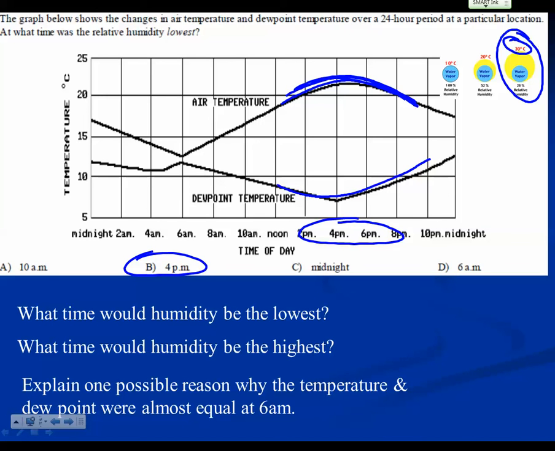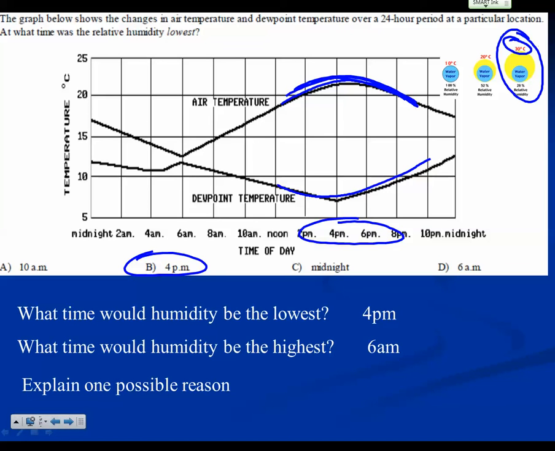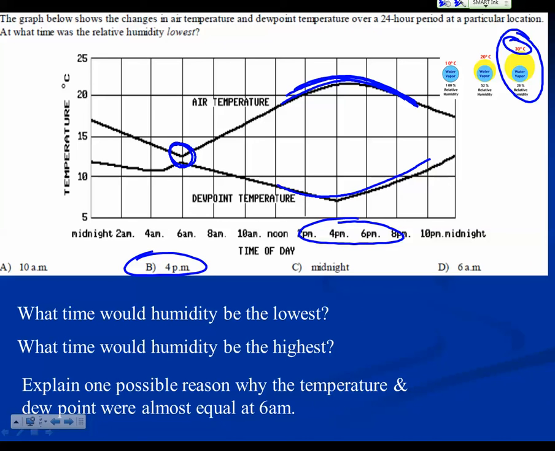So what time would humidity be lowest? 4 p.m. The highest would probably be 6 a.m. And you can see the graphs come very close to touching here, but it's also the lowest point in temperature. Explain one possible reason why the temperature and dew point were almost equal at 6 a.m. That's simply because the air temperature dropped. 6 a.m. is around the time just before the sun comes up, and so the evening has had the most amount of time for the Earth to give off its heat and get cooler and cooler, and that's why you typically find the frost, or in this case the dew, forming just before sunrise.